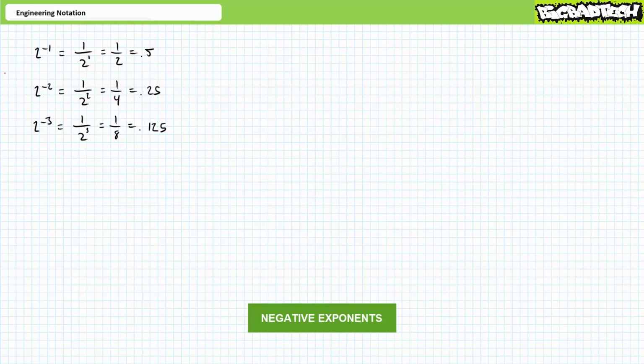0.5 down to 0.25, down to 0.125, and so on. This concludes this brief review of negative exponents. Returning to the task at hand, engineering prefixes concern themselves solely with powers of 10 in three-step shifts.